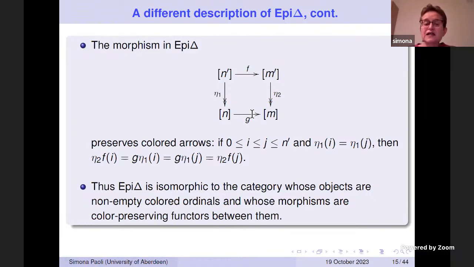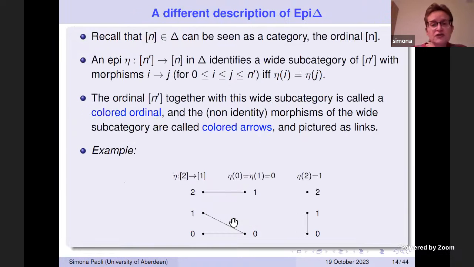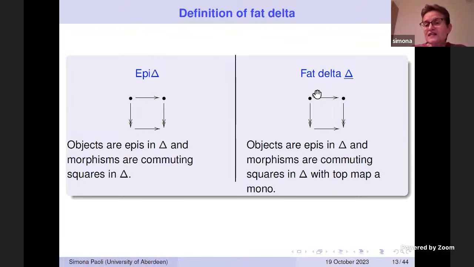So what's the upshot of all this? Epimorphisms in delta is isomorphic to the category whose objects are the non-empty colored ordinals and whose morphisms are the color-preserving functors between them. And with this description, you can start seeing now there's a much closer relationship, at least intuitively, between this fat delta and the ordinary delta. But wait a minute, because this is not the fat delta yet, right? So what does this monomorphism at the top do? So far, I've been giving you a more intuitive description of this. What about the fat delta?